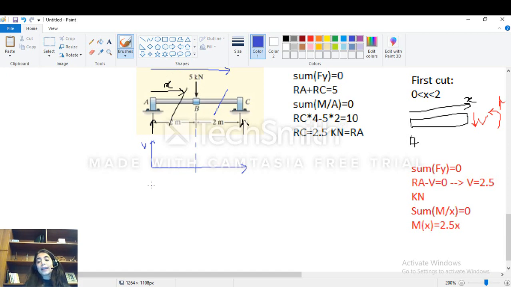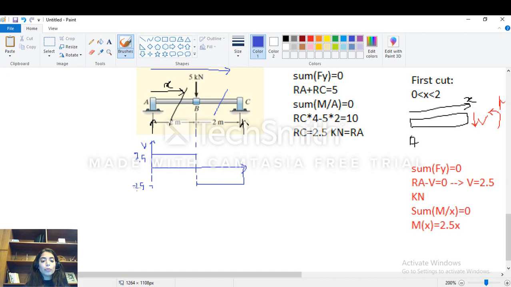Alright? Why, guys? Because in the first cut, I know that V was equal to 2.5 kilonewton, and it is constant for any x between 0 and 2. Now in the second cut, I found that V is equal to minus 2.5, and it is constant for any x between 2 and 4. So this is basically the shear force diagram. It is here constant positive 2.5, and here it is negative, equal to minus 2.5.